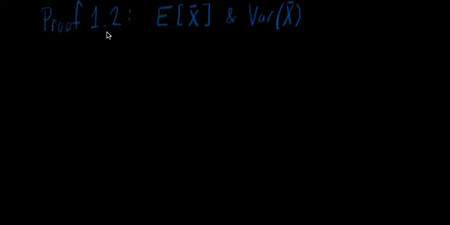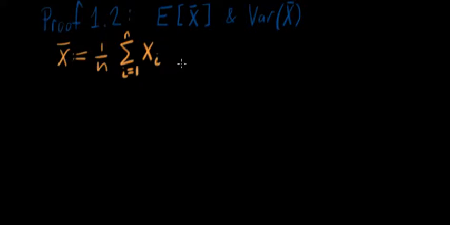Okay, welcome to my presentation of proof 1.2. This one is about the expectation of x bar and the variance of x bar. Just as a reminder, x bar is defined as 1 over n times the sum of our xi's. We have n of them, and then we average them.